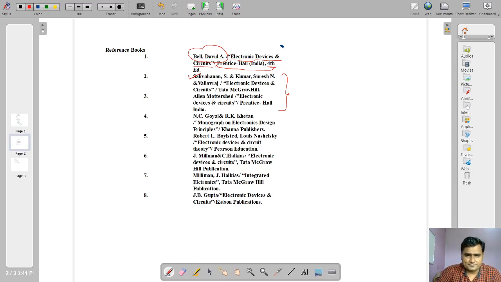The third one is the most common and the only book I generally suggest every year that my students purchase one copy of. It is useful during the whole of engineering. It is Electronic Devices and Circuits by Allen Mottershead. It has a green cover and around 600 pages. I personally suggest that if possible, you purchase one copy of that book.